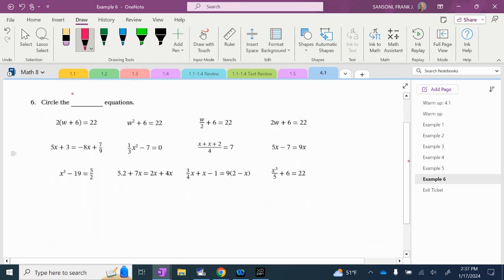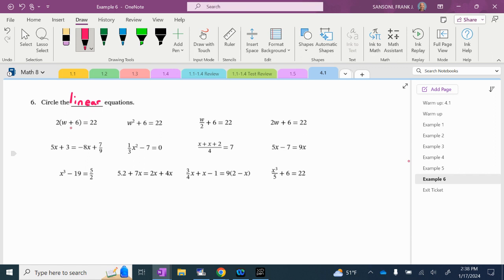So I want you to circle the right in this box right here. I want you to circle the linear equations. If we ever have a variable where it's squared or it's cubed or it's to the 4th power, anything other than 1, it's nonlinear. We're not going to circle it. If you ever have just an x or a w or an a or whatever variable, and there is no exponent other than a 1, it's linear.